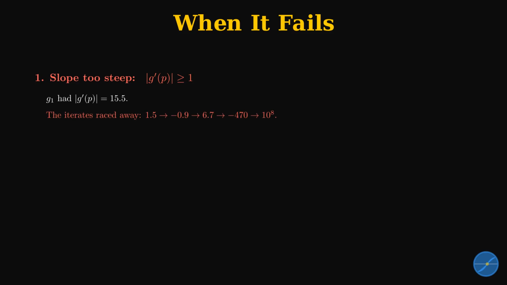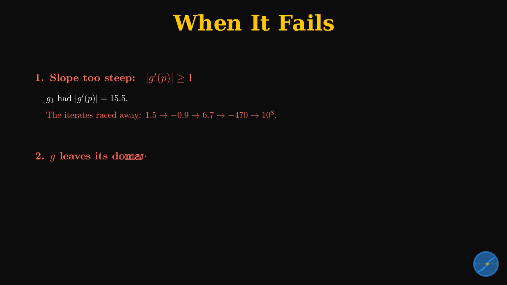Now, when does fixed point iteration fail? Choosing g is an art, and there are two ways it goes wrong. First, the slope is too steep: absolute g prime of p at least 1. Rewrite 1 had slope 15.5 and its iterates raced away. 1.5, then minus 0.9, then 6.7, then minus 470, then 100 million.